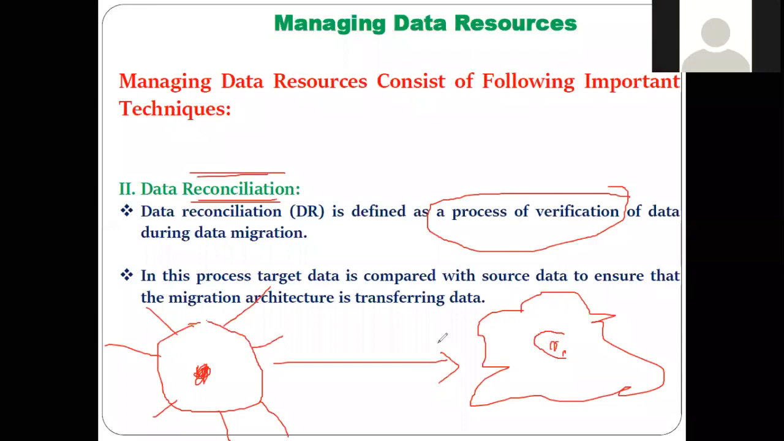Yes, sir. Changes can happen, because if any hacker or cracker tries to crack your system and make changes in it, he can completely change your data. It can happen or not?